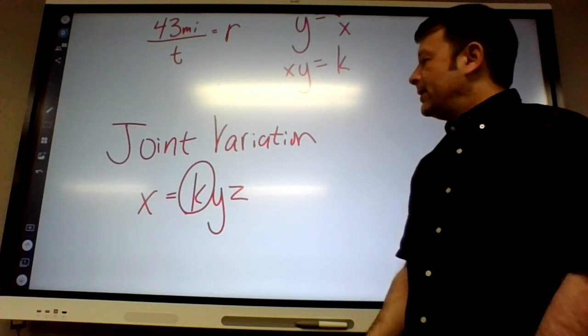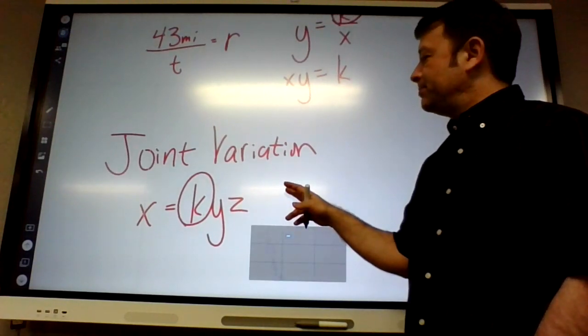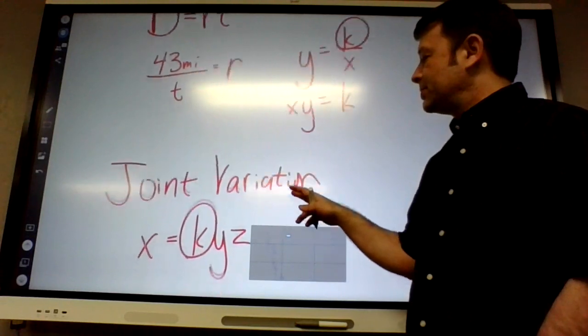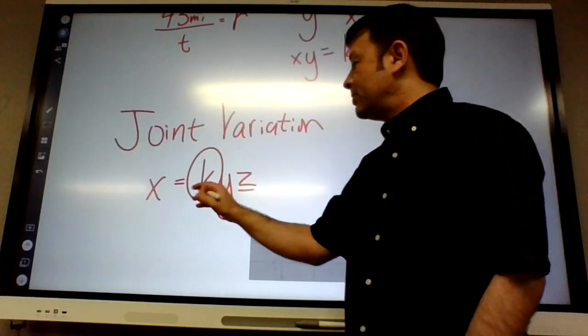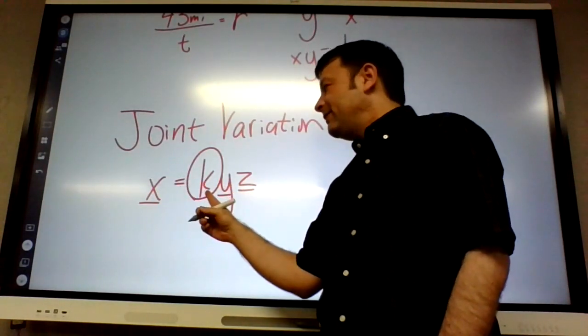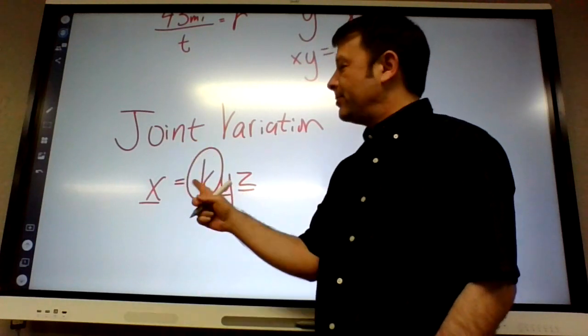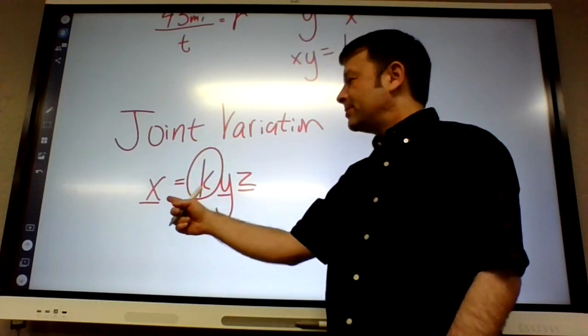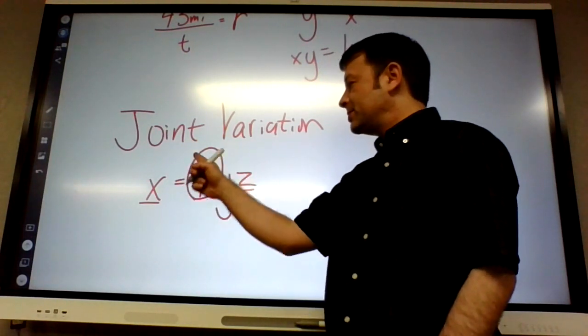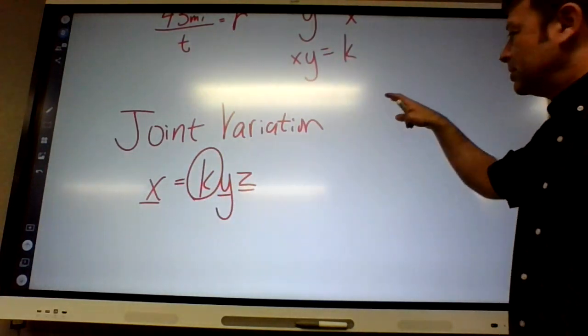Something else I should mention is there are 3 variables altogether. The k variable is actually going to turn into a number though. So even though this looks like 4 variables, this will turn into some number.